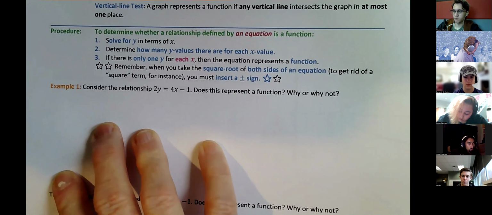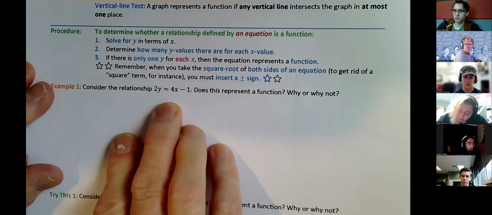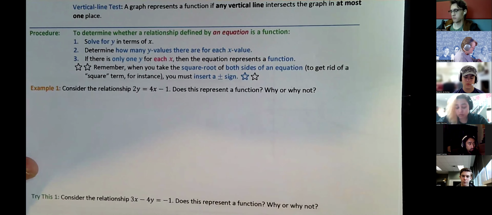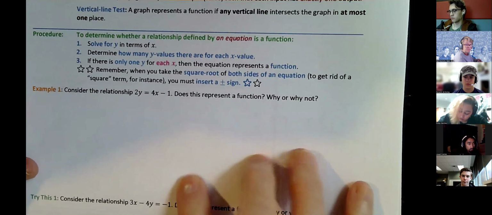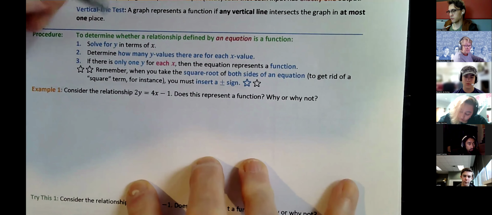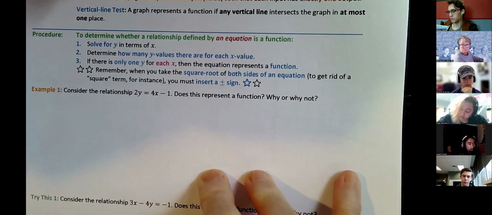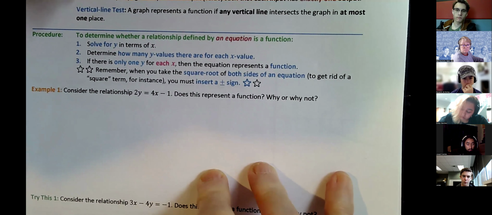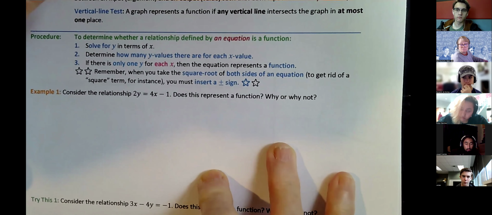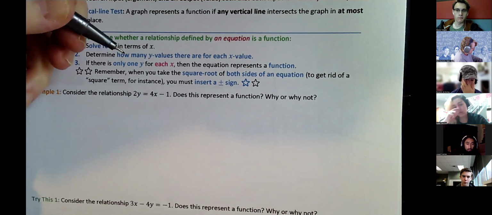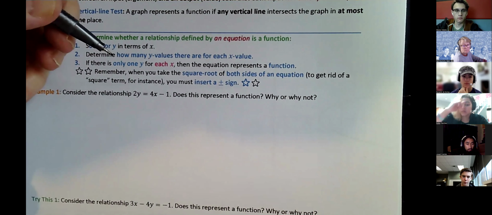We've got 2y is equal to 4x minus 1, and we want to know is this a function? Why or why not? So what's a good first thing to do? Separate y and x. Okay, so how can we get y alone? Divide by 2. Good.